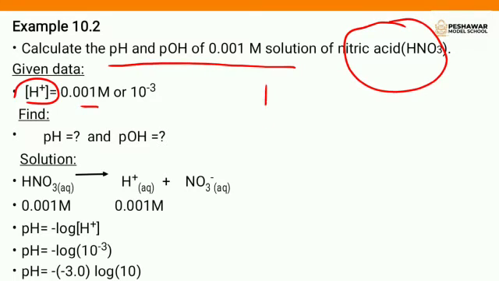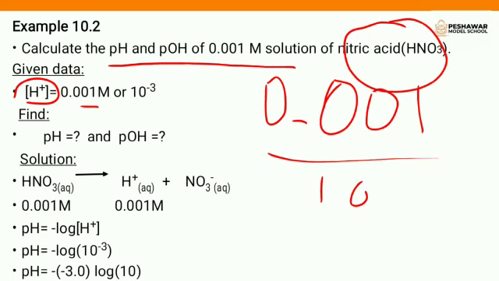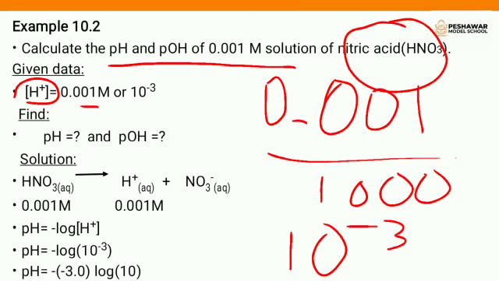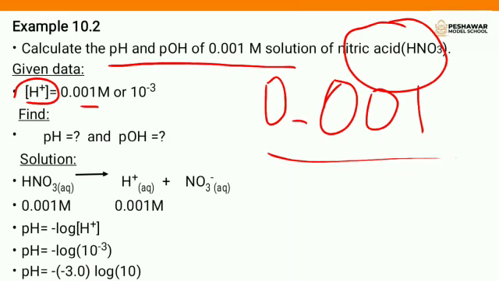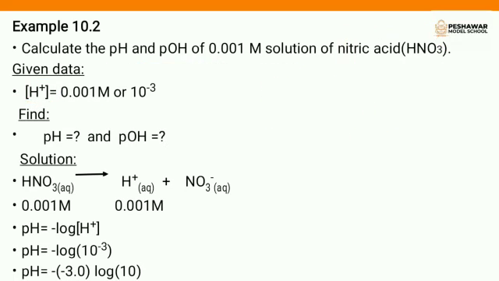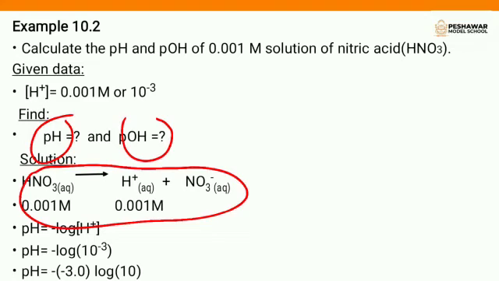0.1 divided by 10, so 0.01, or 10 power minus 2... Clear? So the molar concentration of hydrogen is 0.01 molar or 10 power minus 3. Now find the pH and pOH of the nitric acid solution. First we will write the balanced ionization reaction for the nitric acid.